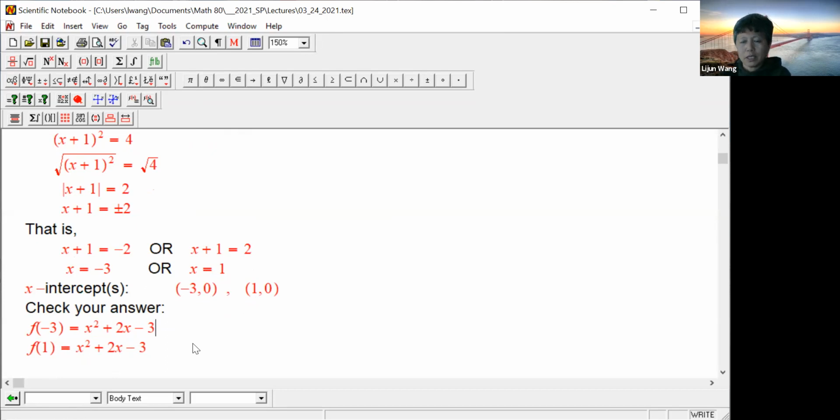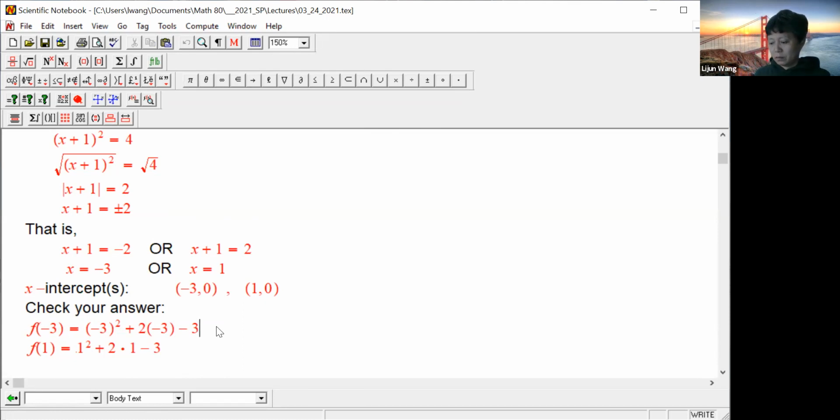Can you do that plugging in to verify that when input is negative 3, the output is 0, or when input is 1, the output is 0, right? Plugging in. Do we get zeros? We should be getting zeros. Otherwise, we have made a mistake somewhere.